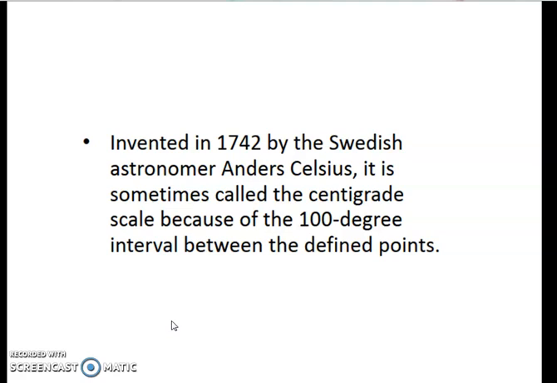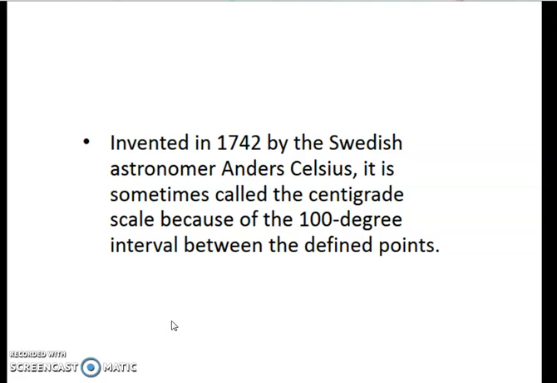It was invented in 1742 by a Swedish astronomer, Andreas Celsius. It is sometimes called centigrade also. Normally when we are reading, we use the centigrade scale. We use the word centigrade instead of Celsius.